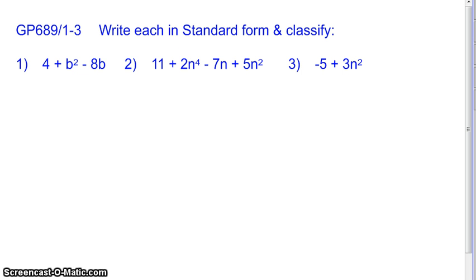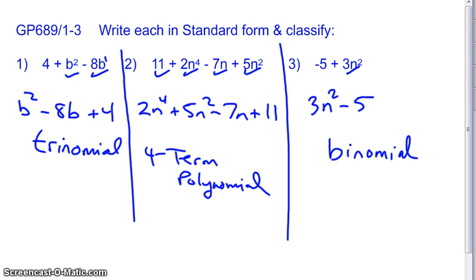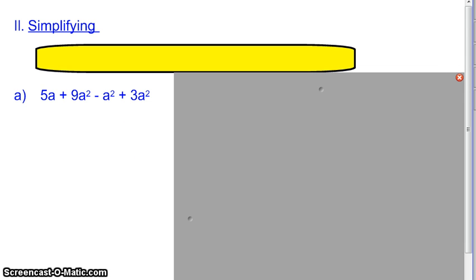Write each in standard form and classify by number of terms, and then come back and check your work. So here we have your simplified expressions. Actually, they're in standard form, and we classified them by number of terms. And now we're going to see some expressions that could be simplified. How do we simplify a polynomial?